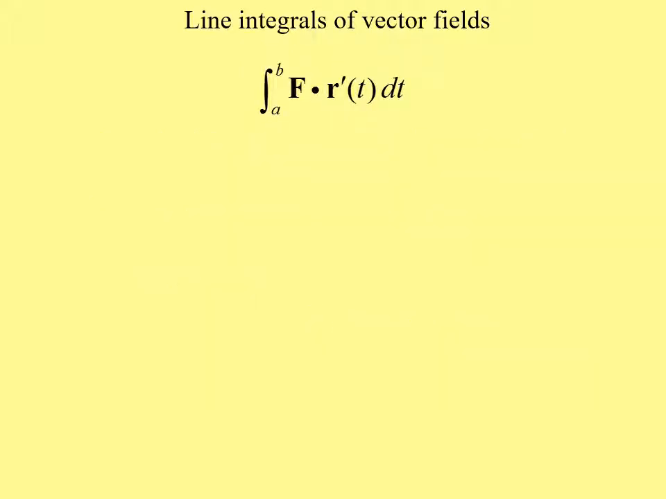And finally, if we use r prime of t dt as the differential of r, we can rewrite our line integral as simply F dot dr. So this is usually what you see when we talk about vector line integrals, just F dot dr, but that is not the working version of the line integral of a vector field.